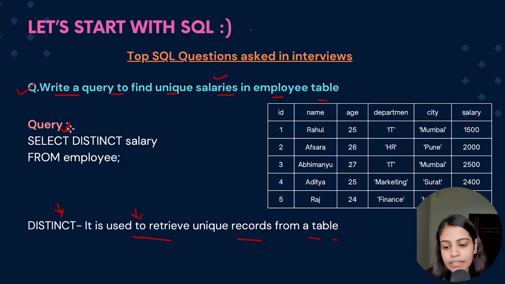So we'll give SELECT and then we will give DISTINCT followed by the column name on which we want the distinct values, and then we will give FROM and then we'll provide the table name. So this will give me distinct salaries from this particular salary column.